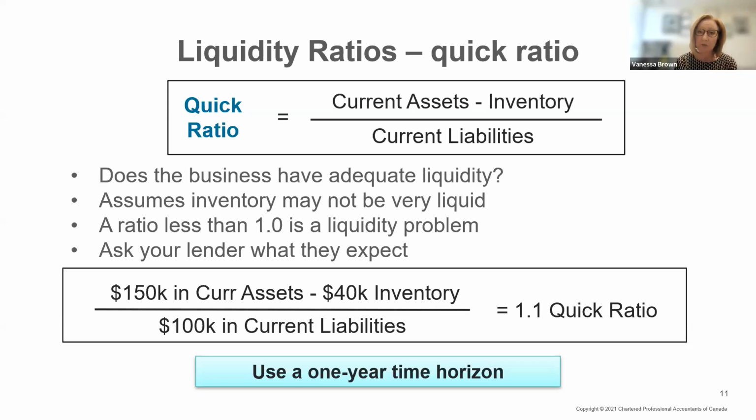And you would need to check with the banking institution to find out what they expect. It might be higher than 1 that they expect. In our example, we have the 150,000 in current assets minus a $40,000 inventory divided by the 100, and we end up with a 1.1 quick ratio.